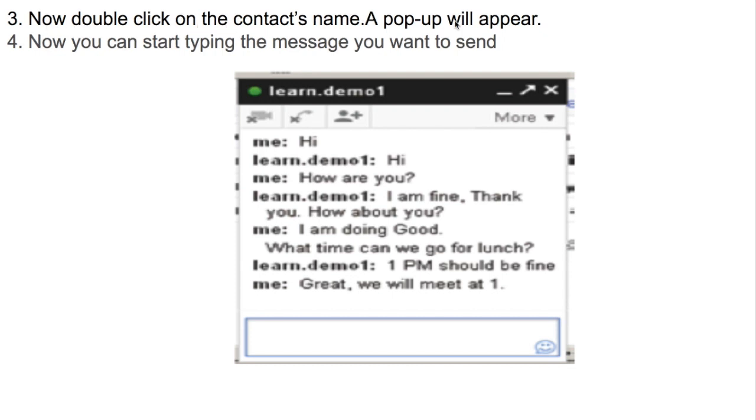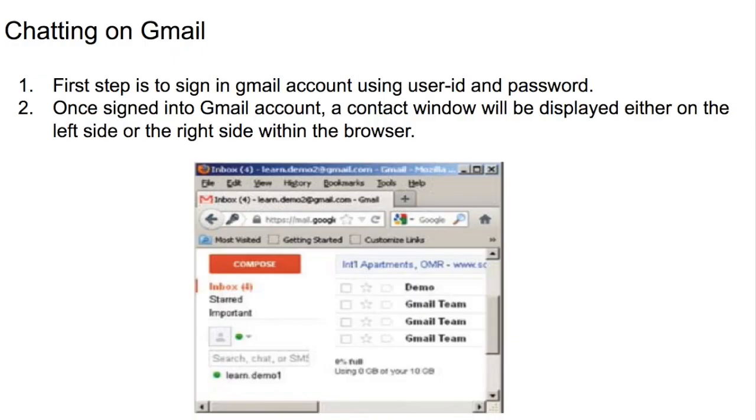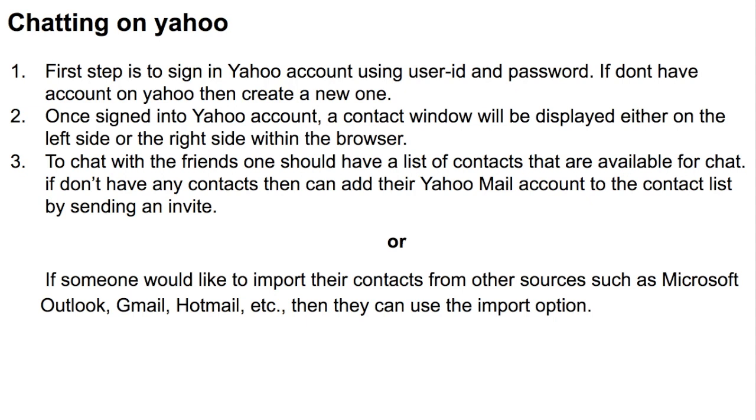Now double click on the contact. As I told you, a pop-up will appear like this. Now you can start typing the message you want to send. Next is chatting on Yahoo. Chatting on Gmail and Yahoo are similar, with only one difference. For the Yahoo account, first again you need to sign in with the Yahoo account. For that also you should have a Yahoo user ID and password. If you don't have an account, then create a new one. Once signed into the Yahoo account, a contact window will be displayed either on the left side or the right side within the browser. These two steps are the same as in Gmail.